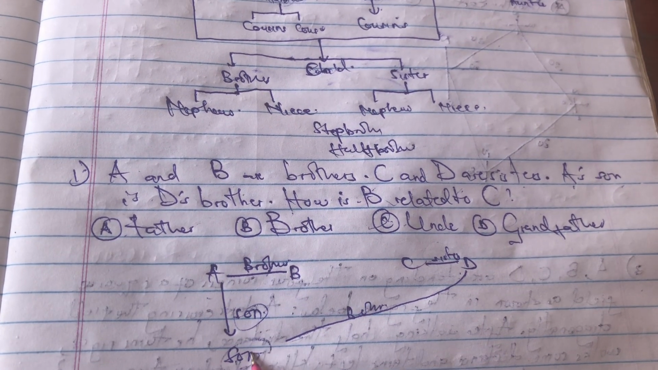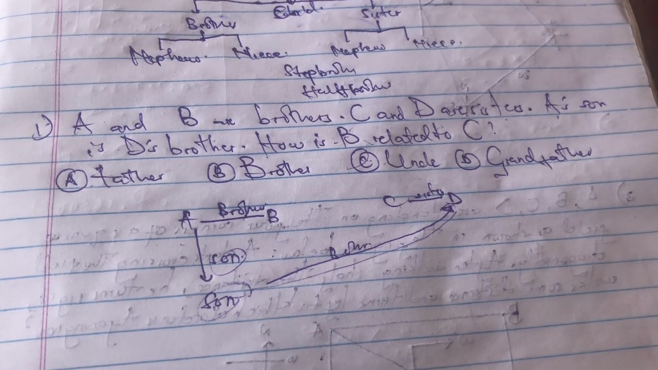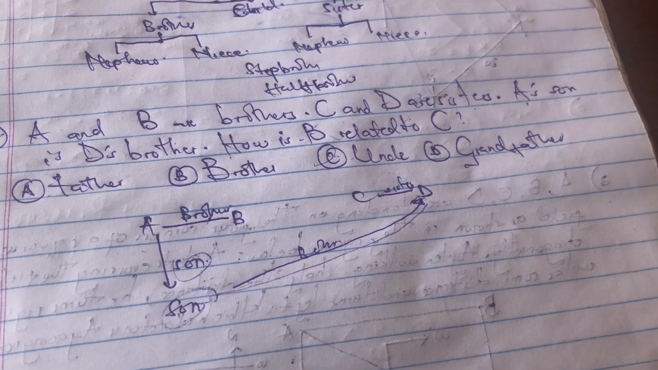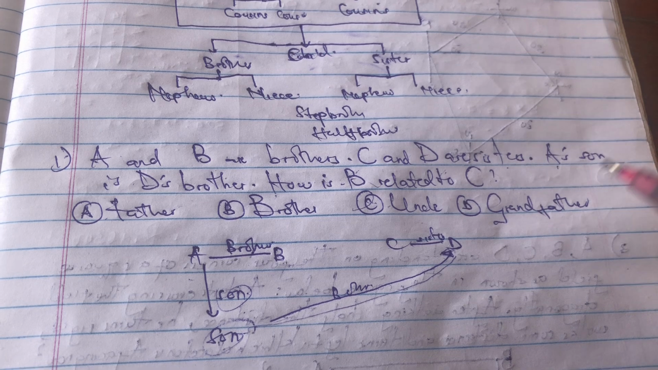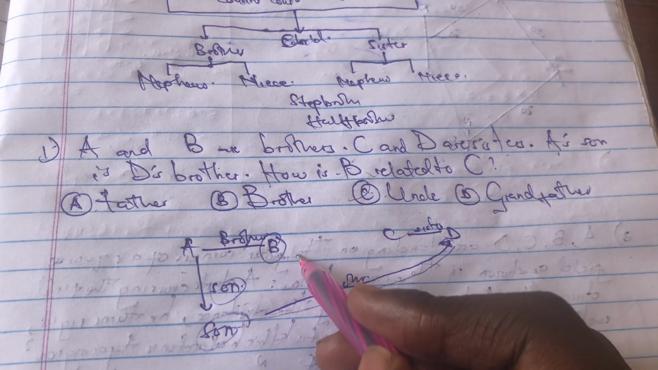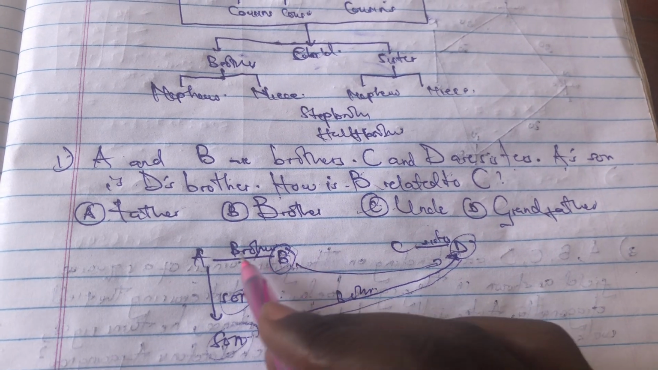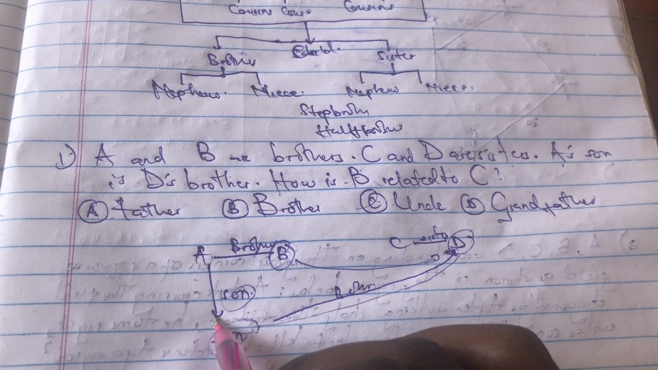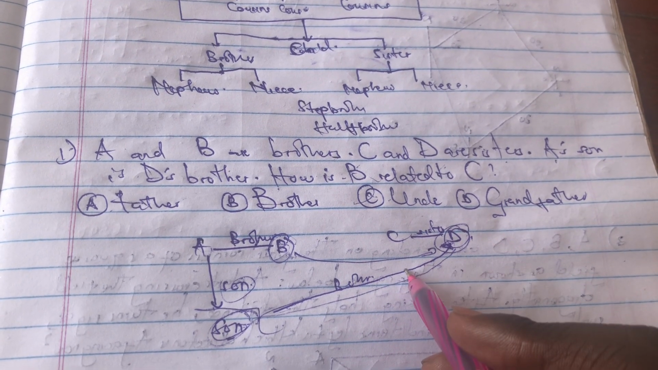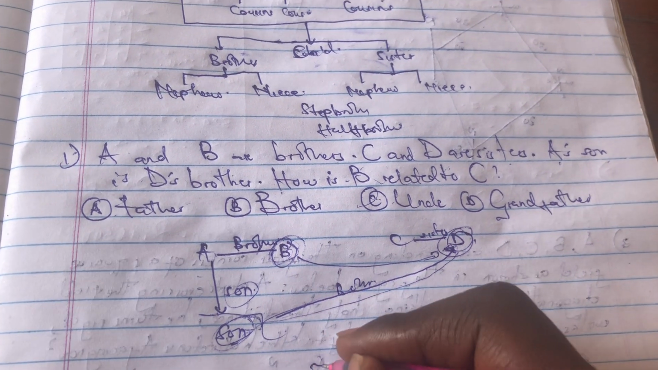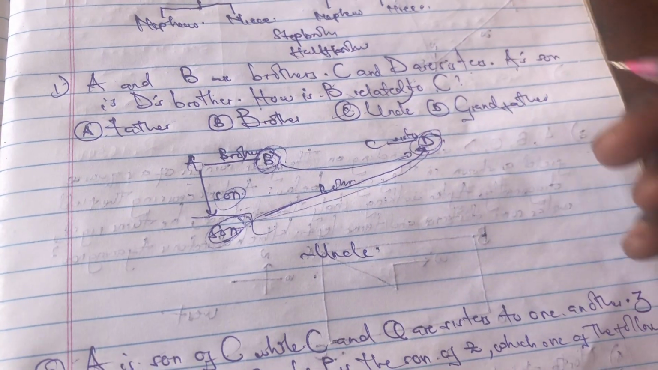So A has a son, and this son is D's what? D's brother. So they are asking us the question, how is B, now this B here, related to who? To C. Since these are the children, B is the brother of A, and this is the father, and these are his children. It's the son and the daughter. Because these are brother and sister, that means B will be the uncle, or the paternal uncle. So the answer will be this.